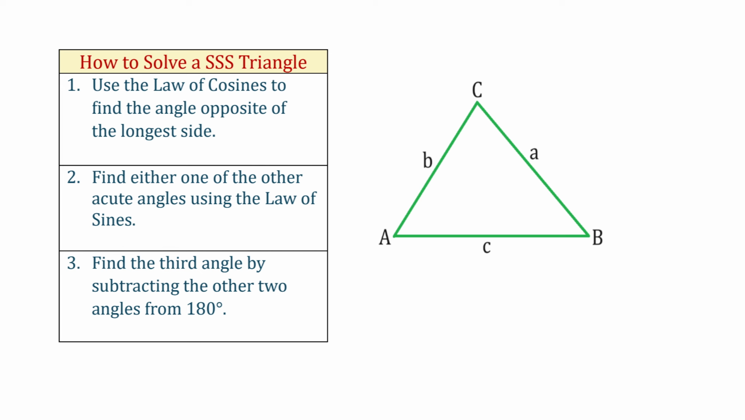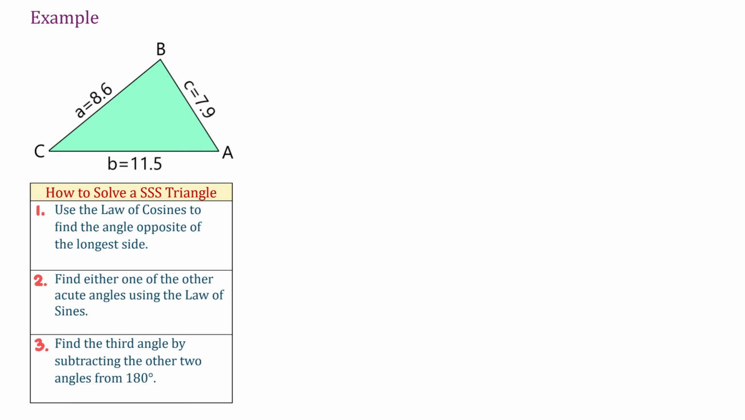And now in step 3, we find the third angle by subtracting the other two angles from 180 degrees. In this example, we have a triangle with side A of 8.6 units, side B of 11.5 units, and side C of 7.9 units. We need to find angles A, B, and C.